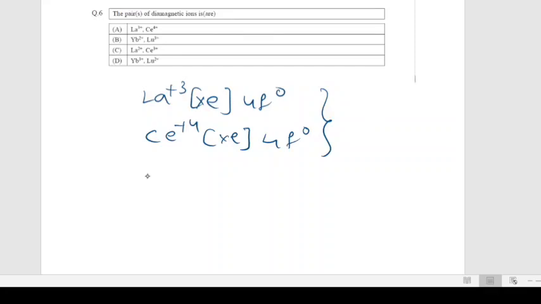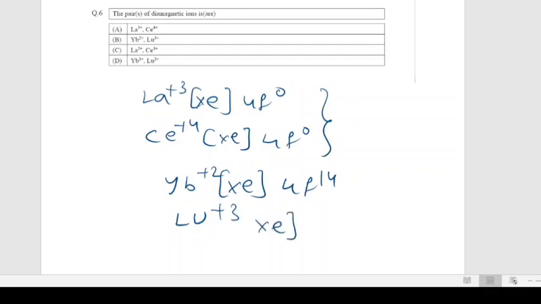And what about option B? Yb plus 2 and Lu plus 3. For ytterbium plus 2, the configuration is Xe 4f14. And if we consider the lutetium Lu plus 3, the configuration is again Xe 4f14. Again, these two are also having 0 unpaired electrons, right? So, both A and B are diamagnetic in nature.